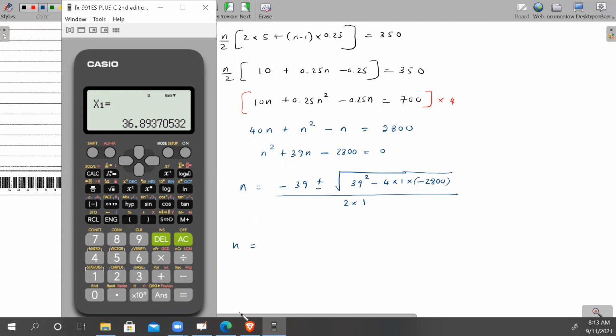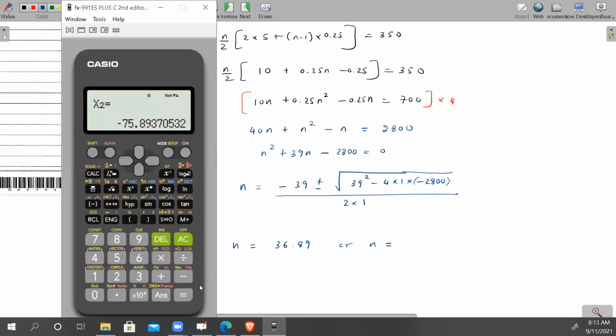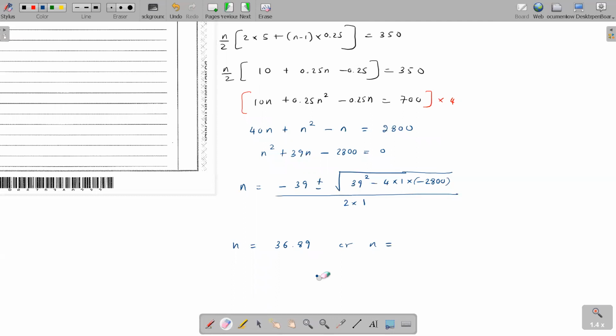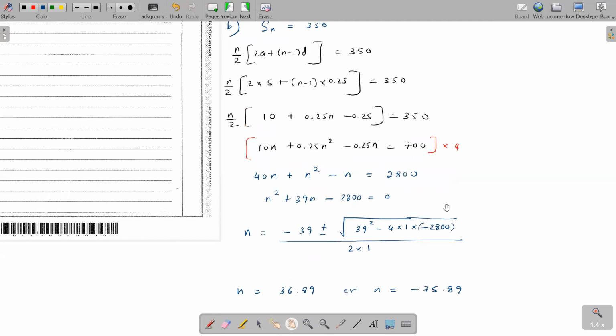So the answer you get in the calculator is accurate. So 36.89. So that's one answer, n equals 36.89. That will probably come with the positive part. And the other answer for n was minus 75.89. So now, what do we need to do from here? We need to find the number of weeks. n is the number of weeks.